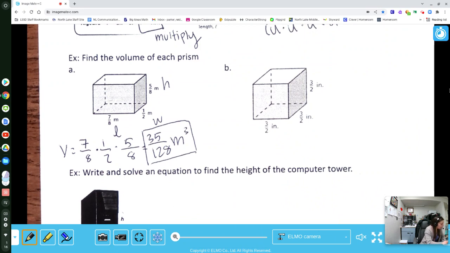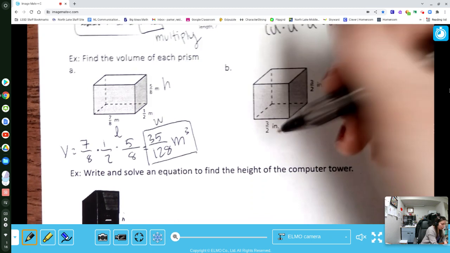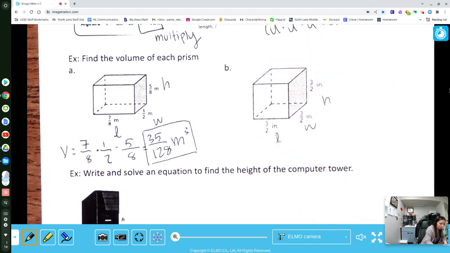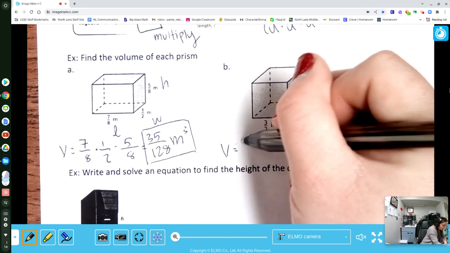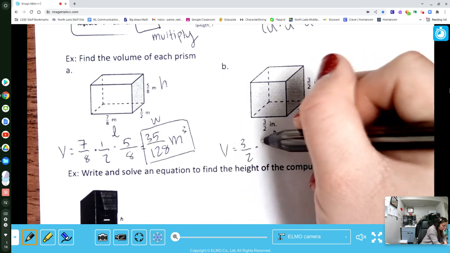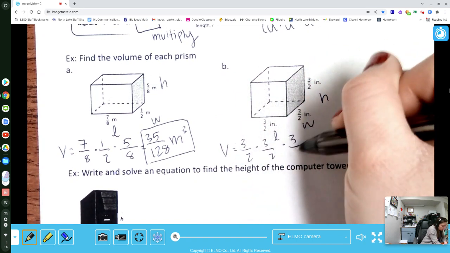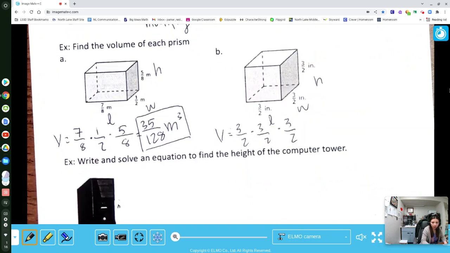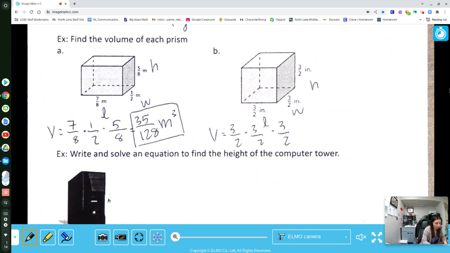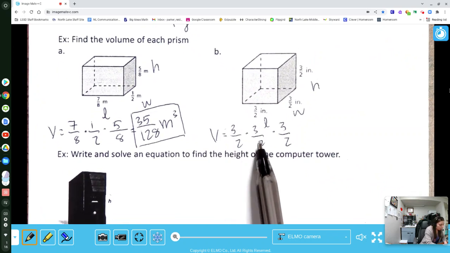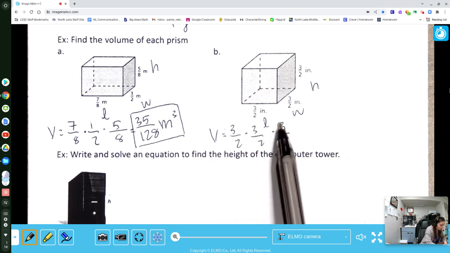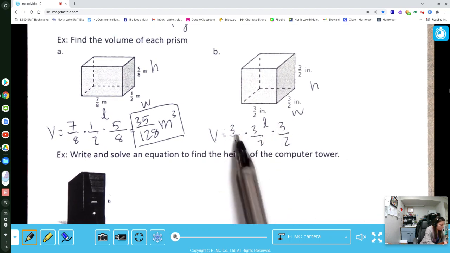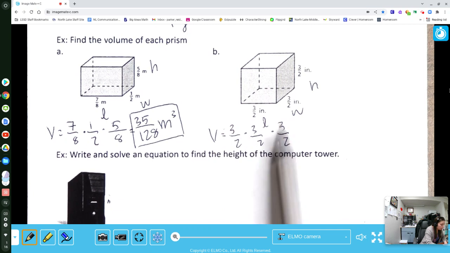Okay, next we're going to do part B. Again, we need to label the length, width, and height. Length, width, and height. And I'm going to multiply them together, length times width times height. So volume is length, 3 over 2, times width, 3 over 2, times height, 3 over 2. And again, I'm going to look for cross canceling. So 3 and 2, nothing, 3 and 2, nothing. Second set, 3 and 2, nothing, 3 and 2, nothing. And then I compare the outside ones. 3 and 2, nothing, 3 and 2, nothing.